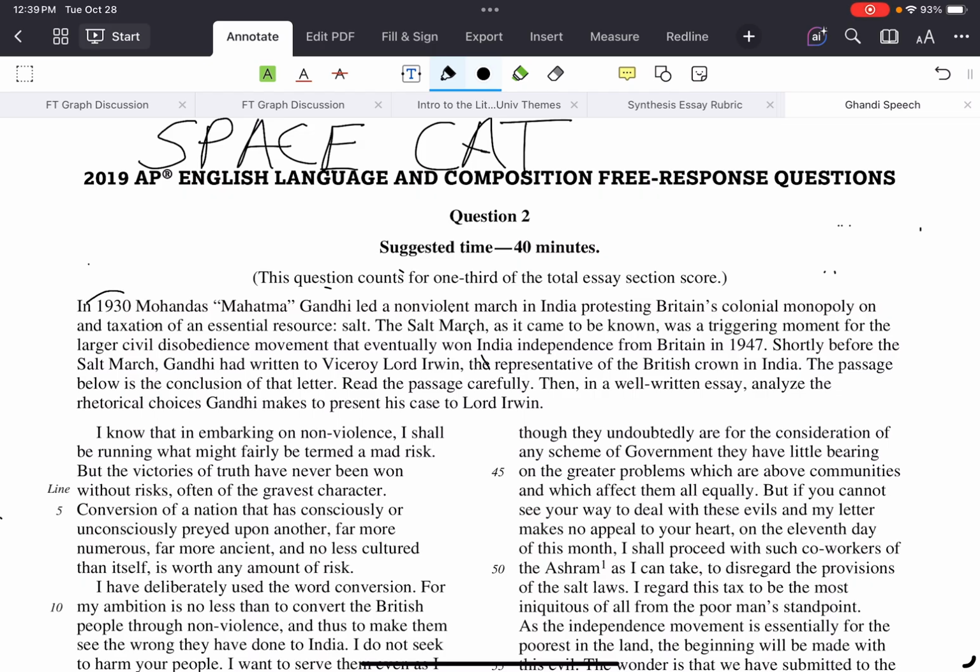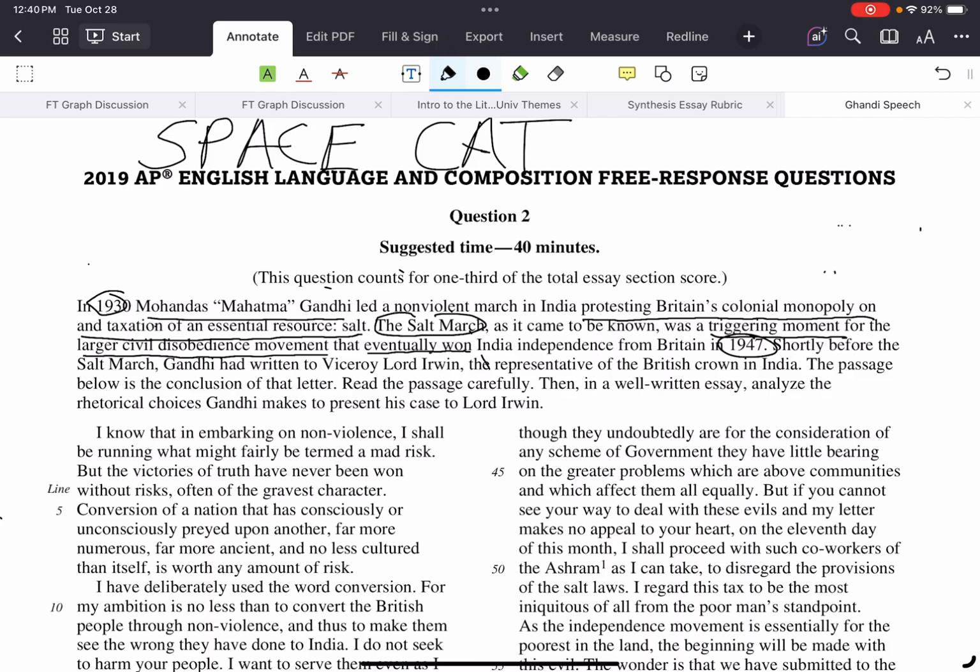In 1930, Mohandas Gandhi led a nonviolent march in India protesting Britain's colonial monopoly on and taxation of an essential resource, salt. The Salt March, as it came to be known, was a triggering moment for the larger civil disobedience movement that eventually won India independence from Britain in 1947. So they eventually won. All right, India kicked Britain out of their country.